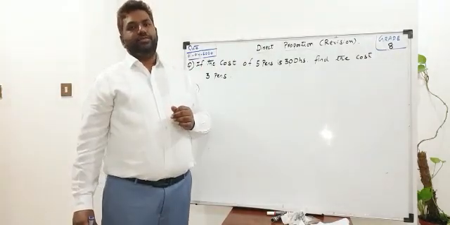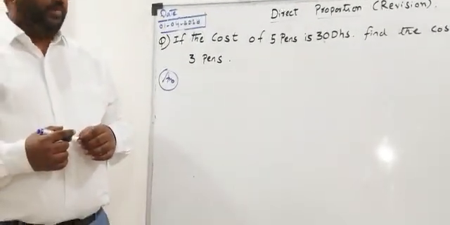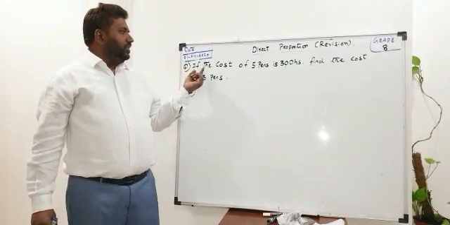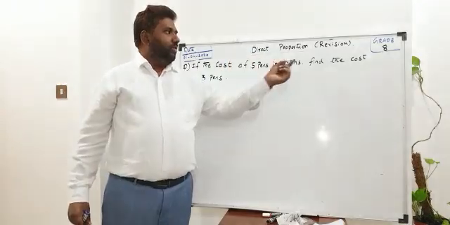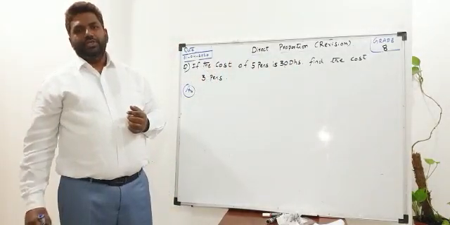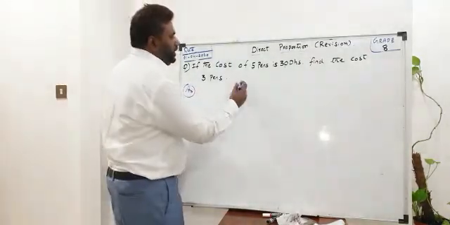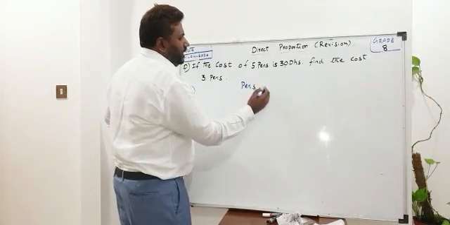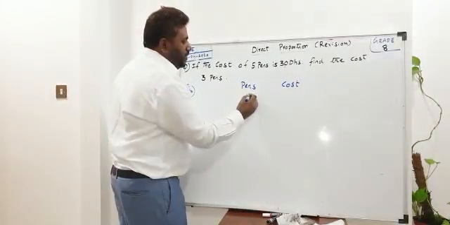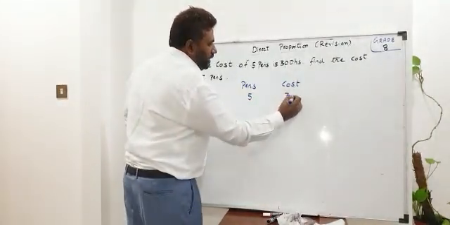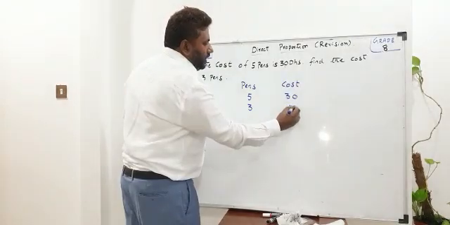Last topic, direct proportion. Okay, so I'm going to give you one example of how you can easily achieve this topic. I took an example: find the cost, if the cost of 5 pens is 30 dirhams, find the cost of 3 pens. So here in direct proportion, always remember that it is talking about two quantities. The first is the number of pens and the second is its cost. They state that 5 pens cost you 30 dirhams. We need to find the value of 3 pens.